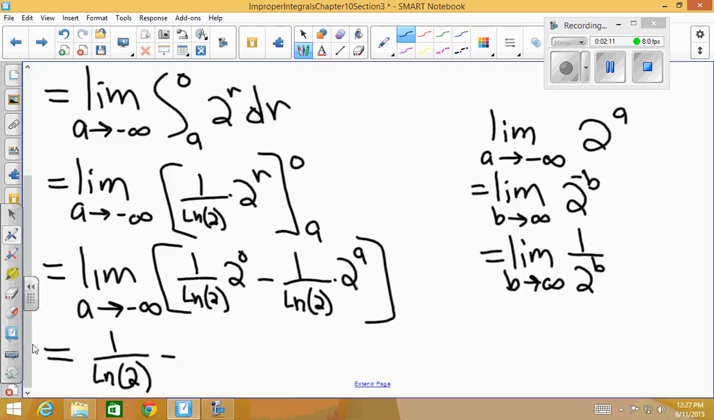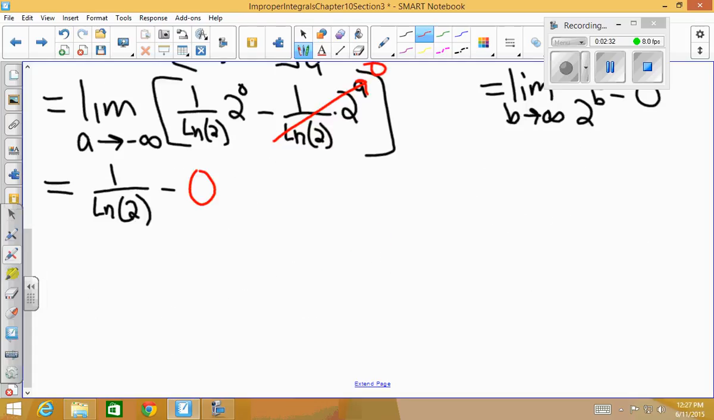Now b is going to positive infinity, so it's getting larger and larger. 2 to the b is an exponential function, so it also gets larger and larger and larger. 1 over that gets very, very small, so it gets closer to 0. So this limit goes to 0, so you could put in minus 0 there. And so our improper integral actually converges, and it converges to the value 1 over the natural log of 2.